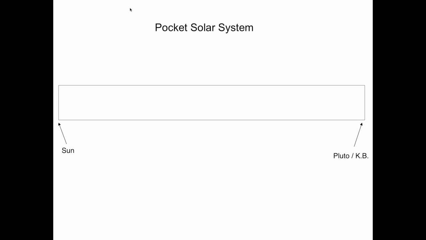Scale model of our solar system, and I asked, if possible, for you to grab a strip of cash register tape, about 1 meter long, give or take. If you didn't have a chance to do that, don't worry about it. Just try to follow along.